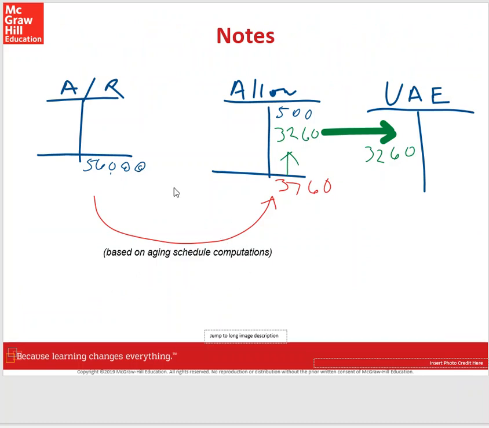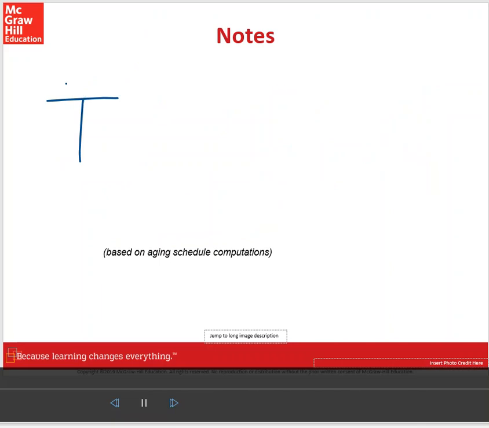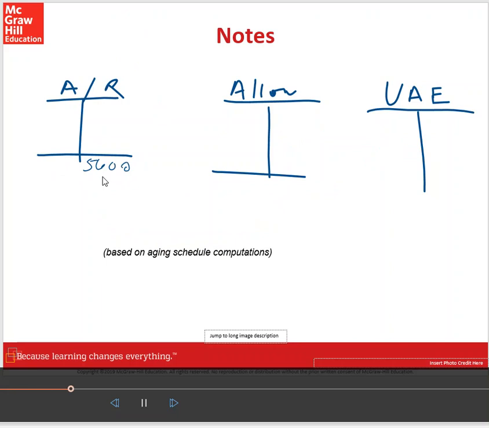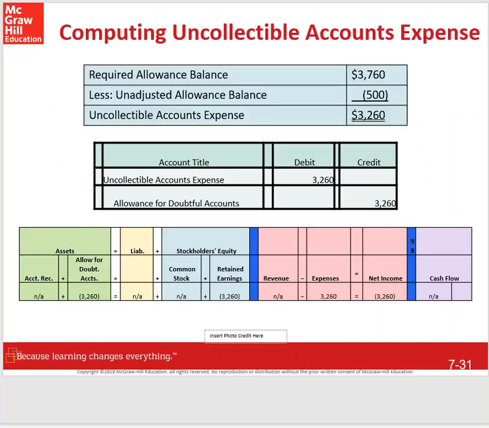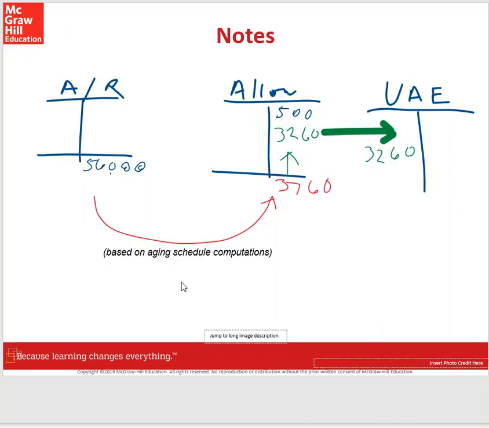Again, if I were a student, I'd be drawing out my T accounts. I draw out my accounts receivable account, and I put in the ending balance of $56,000. And I have computed that I need the ending balance in allowance to be $3,760. It has a beginning balance of $500. So the amount that I need to expense is just $3,260, and that's what's going to go to uncollectible accounts expense. That's what they did here. They debited uncollectible accounts expense for $3,260. But this is how I would compute it if I were a student working on a homework problem or a quiz problem, something like that.